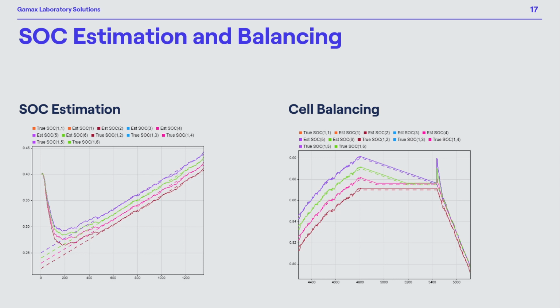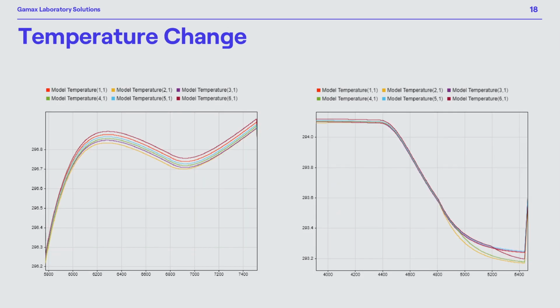And also during the cell balancing, you can see that the state of charges of each cell go toward the same state of charge. And once we reach the threshold of 0.5% in state of charge, we start to draw energy from the batteries. And also on the temperature changes, we can see that we have different temperatures for different cells inside our battery module.